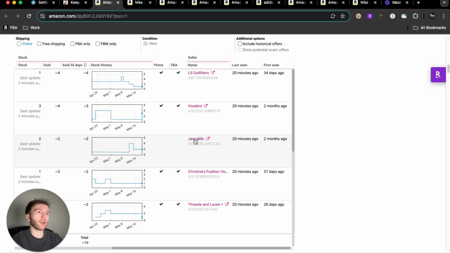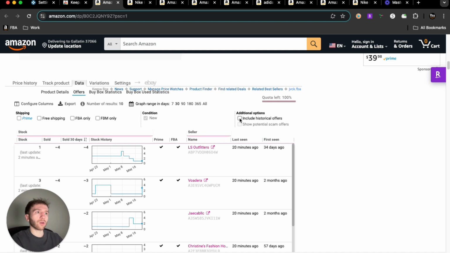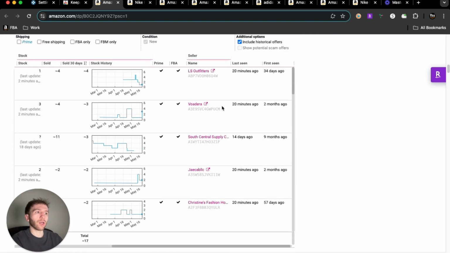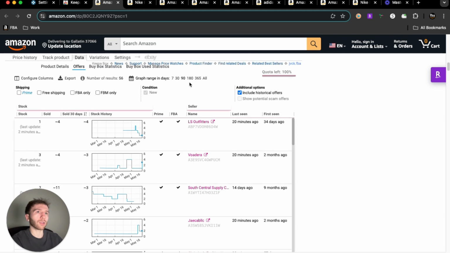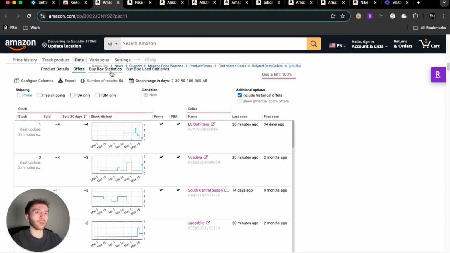Then it's going to have the name of their seller store. If you wanted to storefront stock, it's going to show you how long ago they were last seen on the listing and when they were first seen: 2 months ago versus 34 days. And you could also even include historical offers if you wanted to, and see other people's stores that have sold this product, if you are going through and sourcing that way.